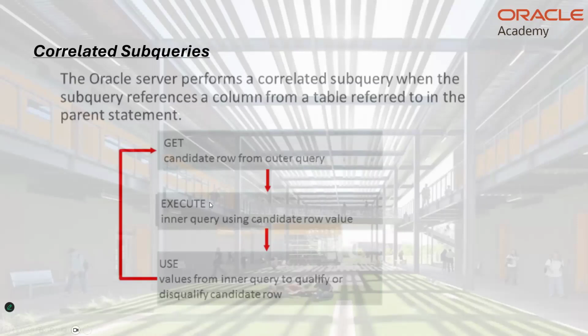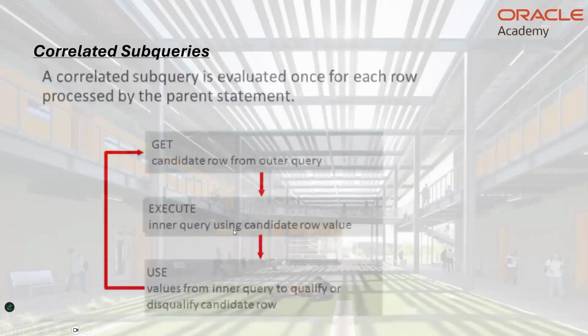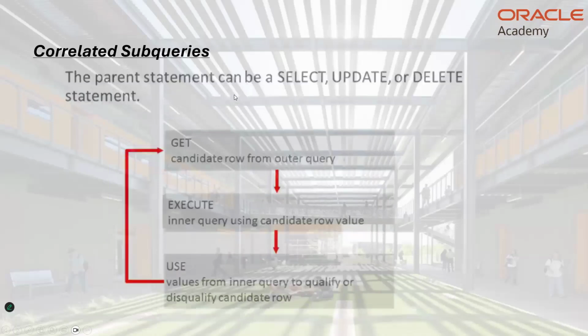So here's the order. You have a primary table, or first table, usually referred to as the parent table. Get a candidate row from your outer query, execute the inner query using the candidate row value, and use values from your inner query to qualify or disqualify the candidate row. And there's your nice little correlation. The correlated subquery is evaluated once for each row processed in the parent statement. So: get candidate row, execute, use. The parent statement can be SELECT, UPDATE, so it can be any type of query.